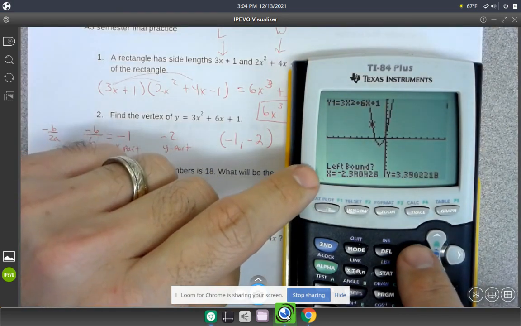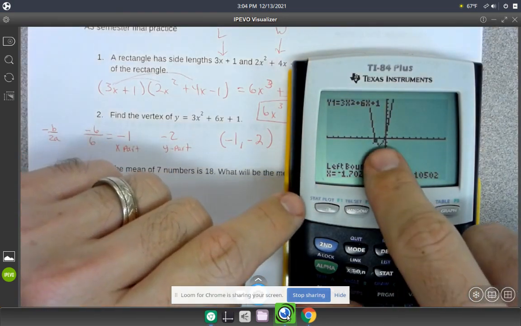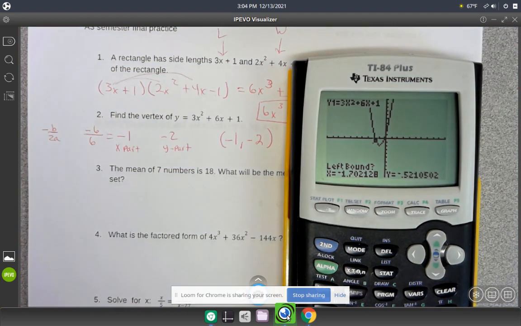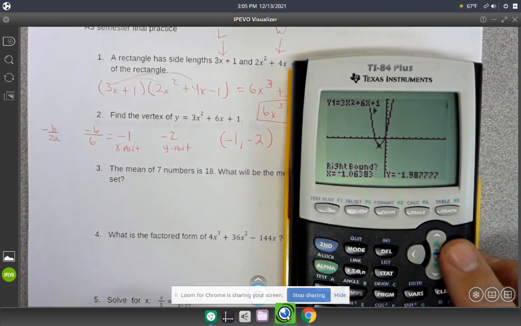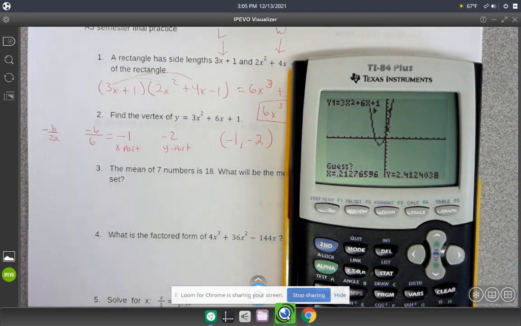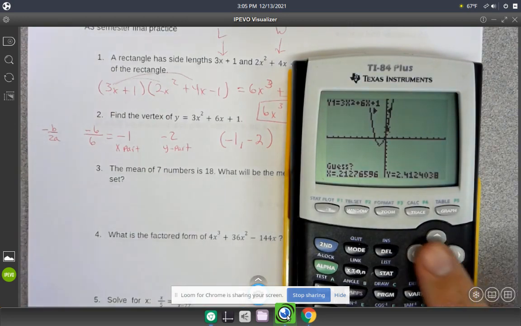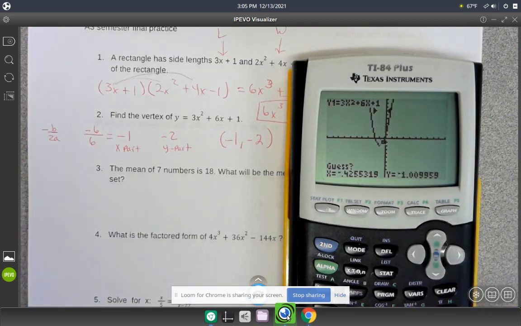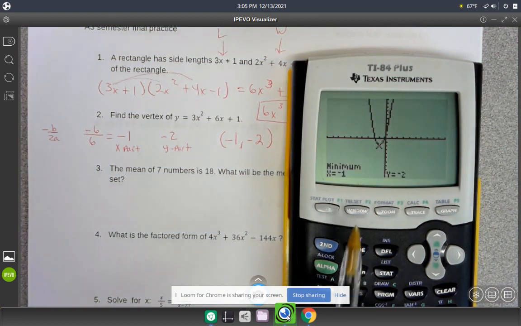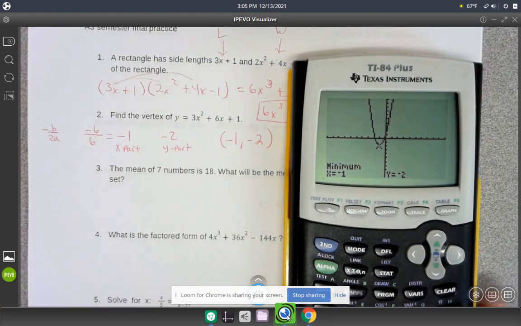and they're asking us to get to the left of that lowest spot there. And then we go to the right of it, and then we press enter for the guess. We can press enter right where we are, or we can actually get closer to the minimum. That's fine. And that's our vertex, negative 1 for x and negative 2 for y.